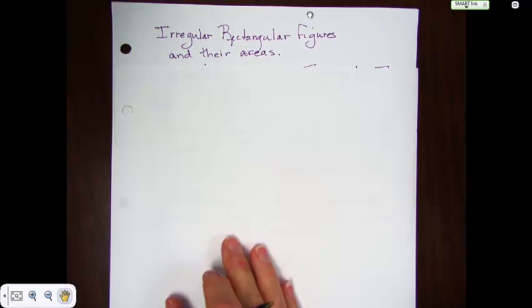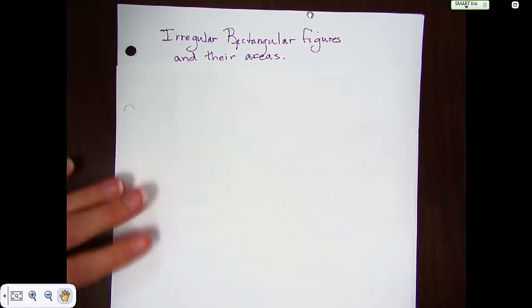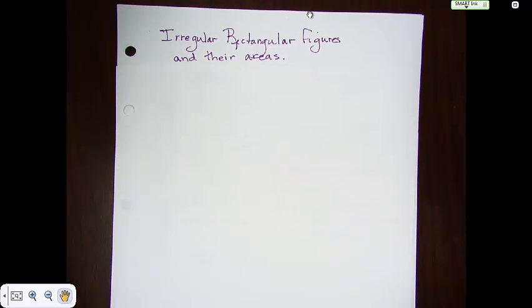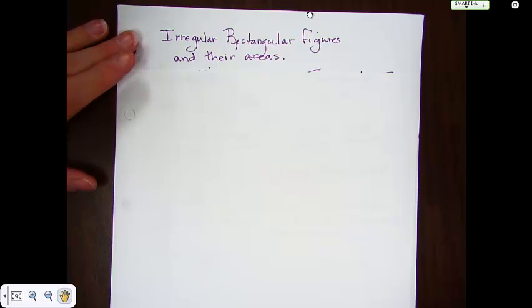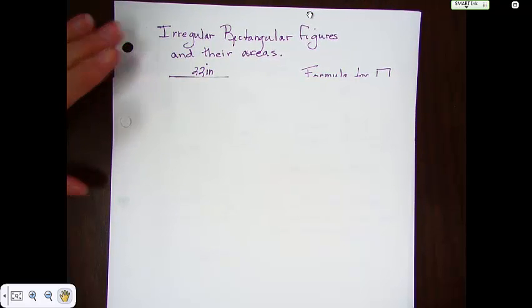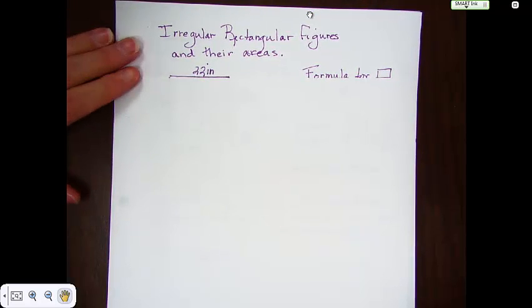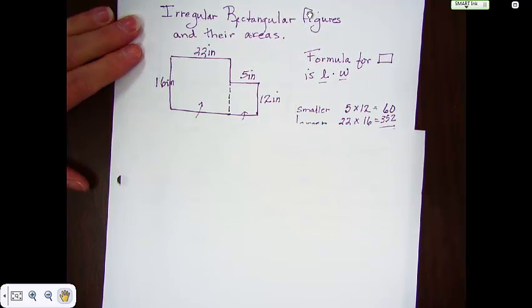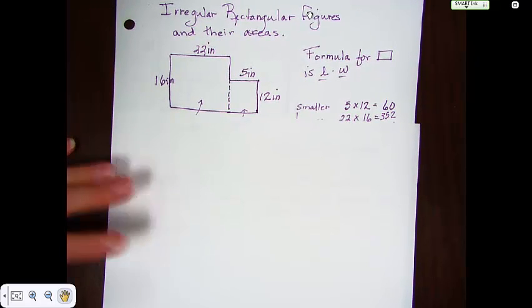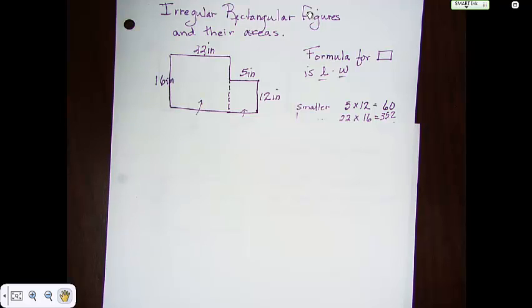Okay, a couple of the things that we need to talk about that are related to this particular topic are irregular rectangular figures and their areas. Now these are kind of fun. I always used to like these because everybody does them just a little bit different. So the basic formula to find the area of a rectangle is length times width. Now, it just depends on how many lengths and how many widths there are, and what's been cut out and what hasn't been cut out.